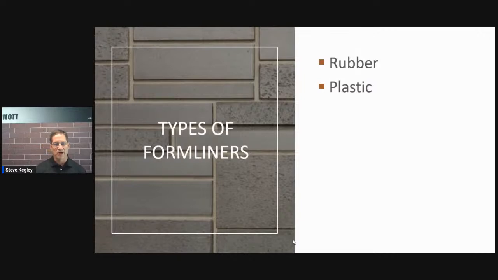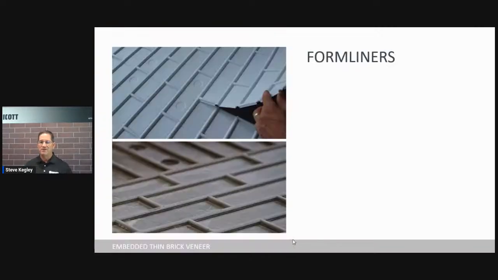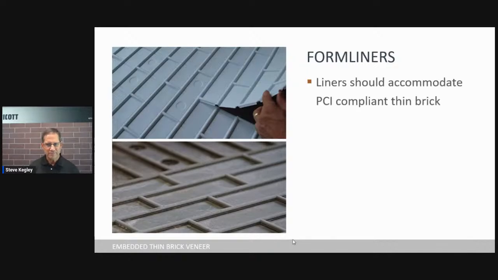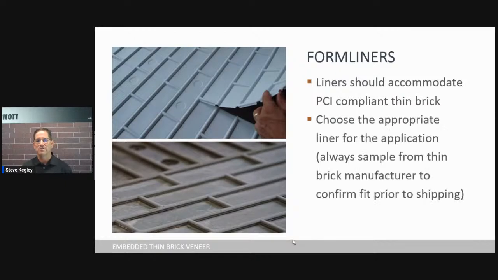Then we talk real quick about the different types of form liners that are out there today. There are probably 5 or 6 manufacturers in the country that you would deal with, whether it be plastic or rubber. And all of these have to be PCI compliant to those dimensional tolerances, just exactly like the thin brick do. They can't just make them any way they want to. So choose the appropriate form liner for the type of application you're doing. You know how to do that better than we do, but we just put it in there.